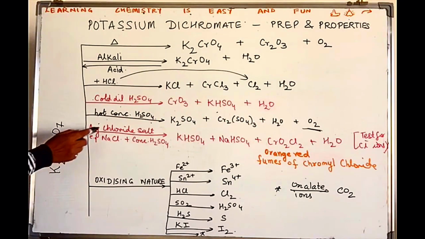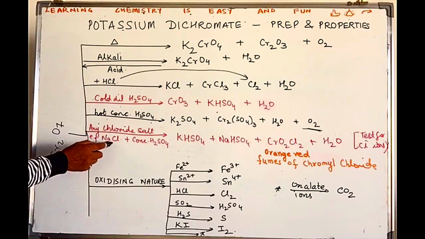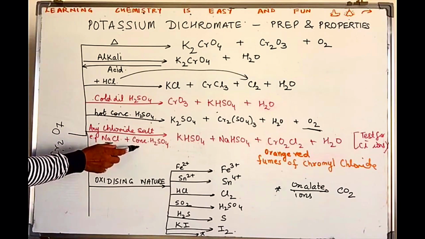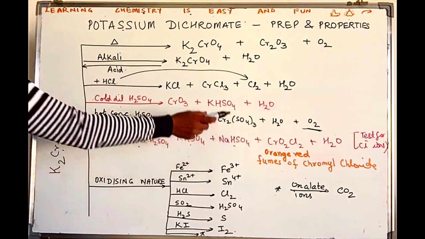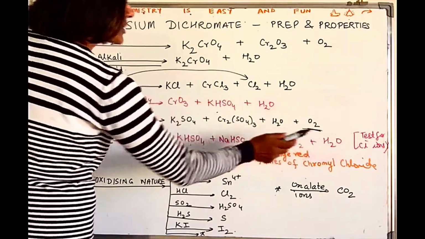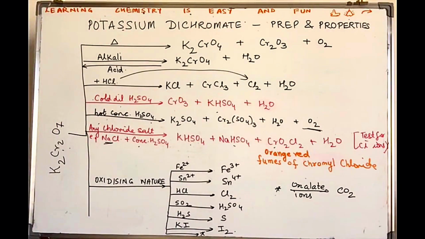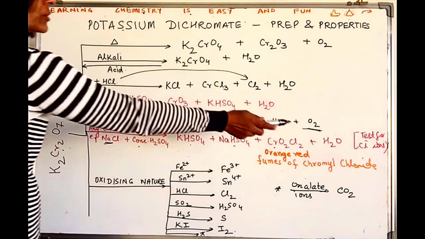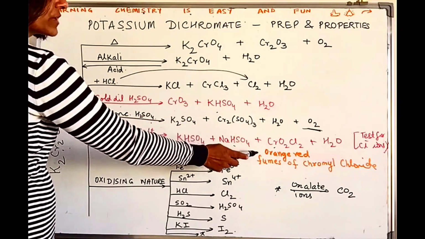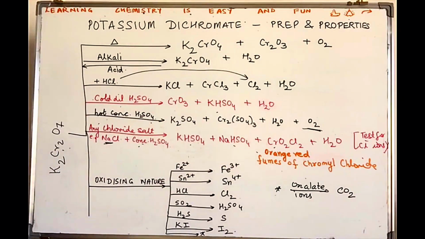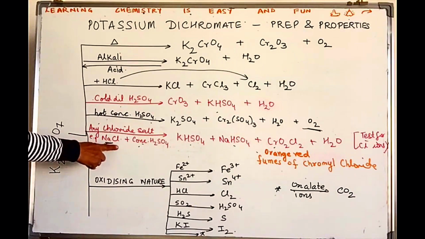You treat potassium dichromate with any chloride salt. For example, I've taken NaCl over here. In the presence of concentrated H2SO4, gives you potassium hydrogen sulfate, sodium hydrogen sulfate, chromyl chloride and water. Now, yes, chromyl chloride, right? Does it remind you of something? The test that you do in the laboratory for chloride ion. So, if you have to confirm any chloride ion, what do you do? You take the salt, add concentrated H2SO4 and potassium dichromate. If you get orange-red fumes of chromyl chloride, that confirms that the salt has chloride ions.